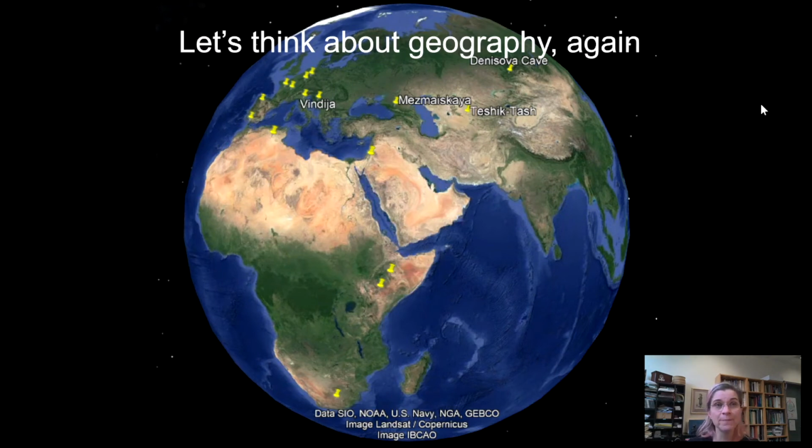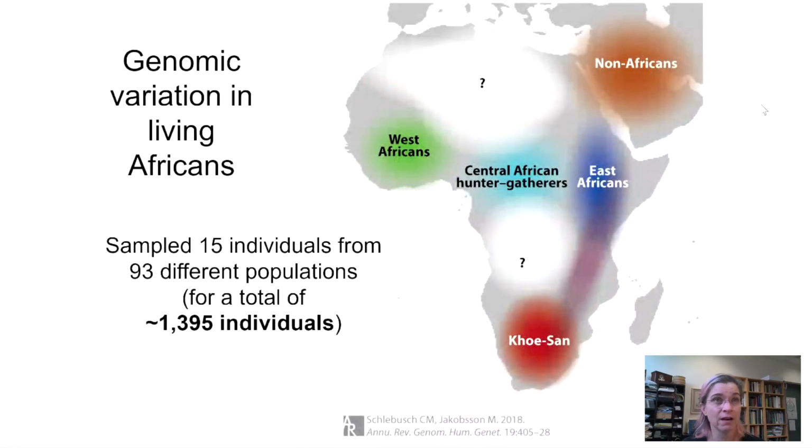Something else to think about. A little more geography. I've tilted the Earth up a little bit here because we've really focused our conversation so far on Europe and that more western part of Asia. But there's this whole other continent down there that we've kind of ignored. Yeah, Africa. Let's take a look at what's going on in Africa with the genetic variation there.